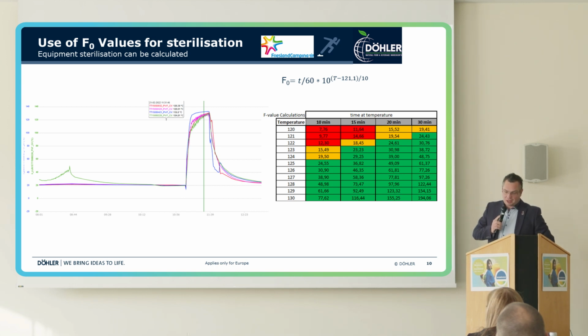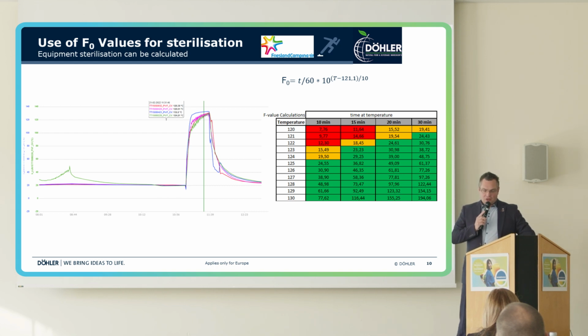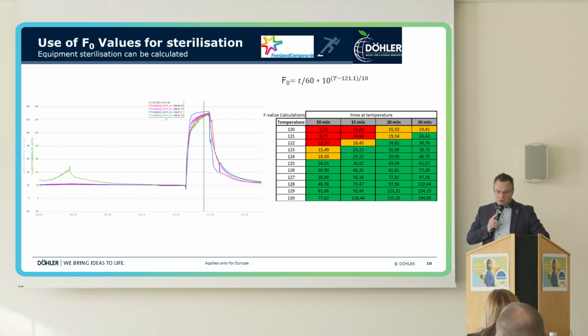That means that if I have a holding time of 30 seconds for the 9 F values, I would need to go to around 134 degrees Celsius. And if I would reduce that to approximately 60 seconds, or 3,000 liters per hour in this example, then 131 degrees Celsius would be sufficient.